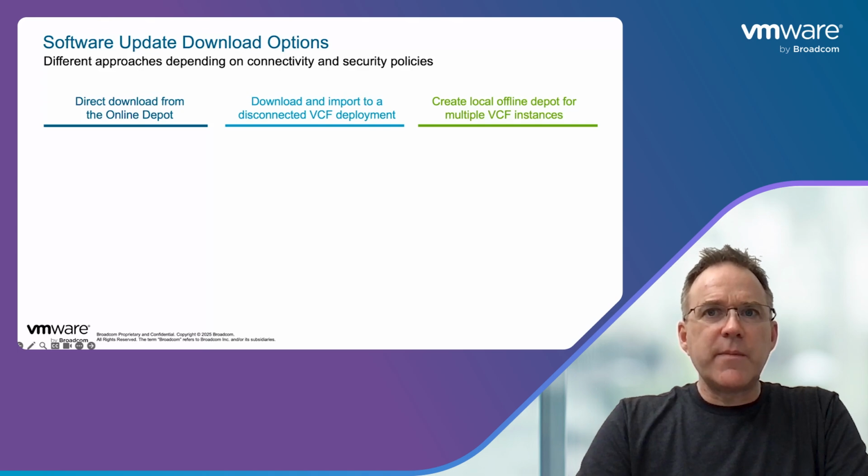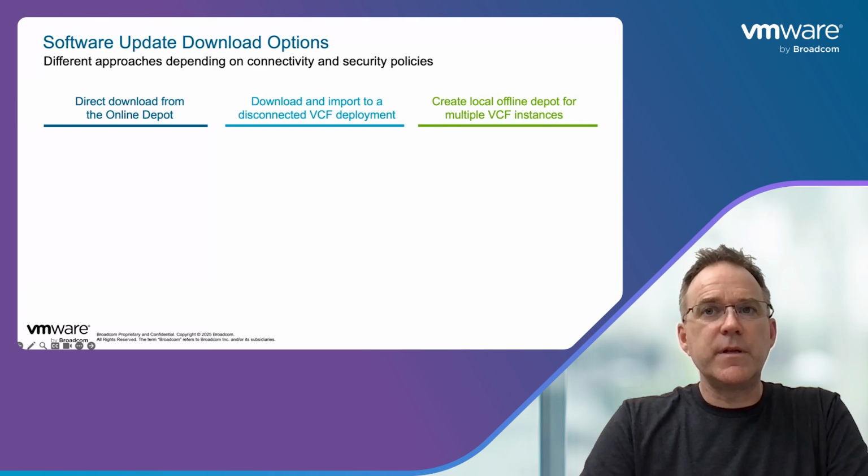Another use case for this new capability is to improve scalability when there are multiple instances of VCF deployed. Binaries can be downloaded from the online depot just once, saving bandwidth as they're downloaded to the various SDDC Managers inside the network. Here's how it works.